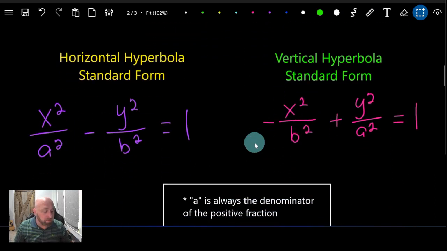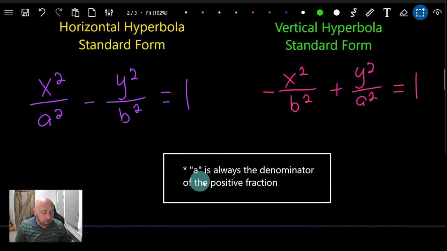So here are their standard forms. You can look in the book on the next page, 247, and it goes through and delineates how they get to that. Not extremely important for you to know all that, but the important part is the fact that they do get to it. All right, so x squared over a squared minus y squared over b squared equals 1. Notice down here they say that the a is always the denominator of the positive fraction. So here our a is the denominator of our x squared because that's positive.